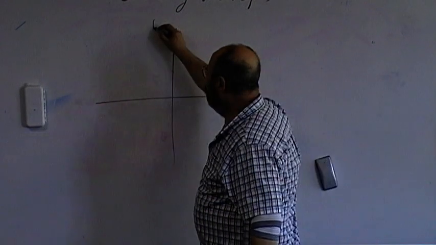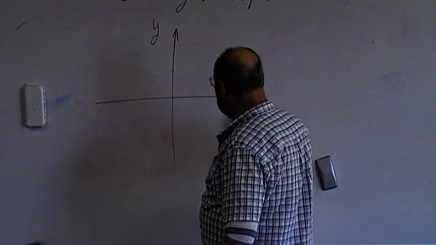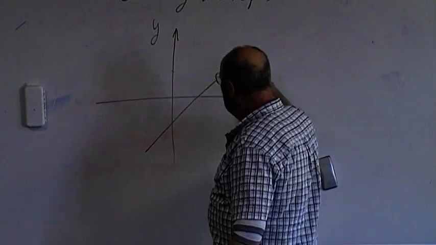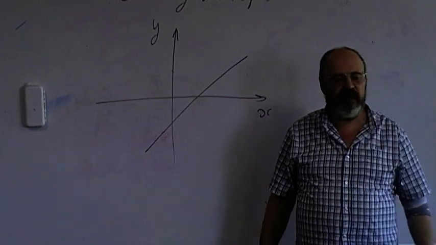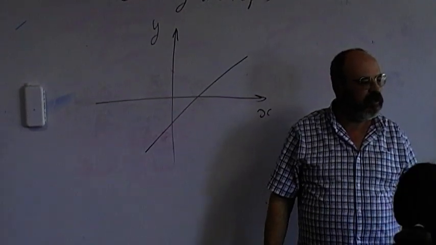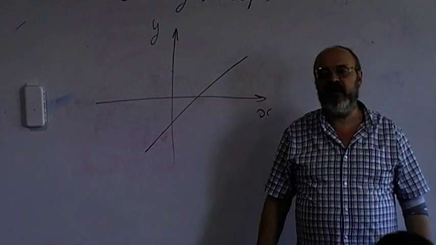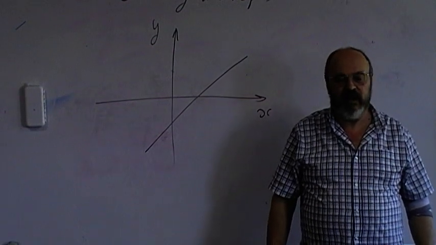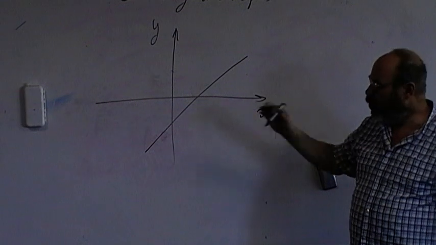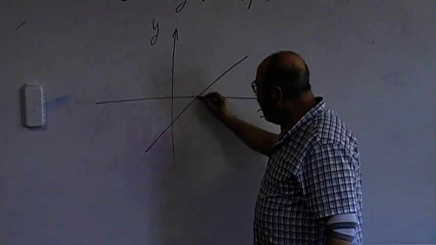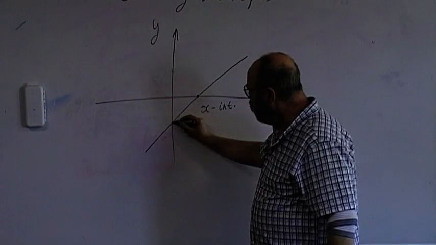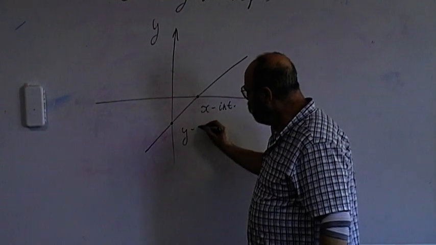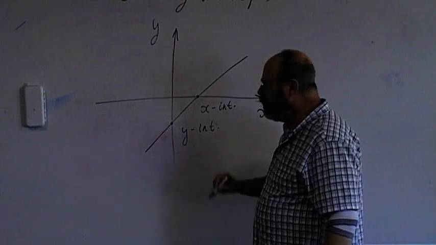Okay, so we have a straight line. Because this line is going forever, it doesn't have a beginning or end, it will cross the x-axis and y-axis. So that will be the x-intercept. And that point will be the y-intercept, where the line crosses the y-axis.